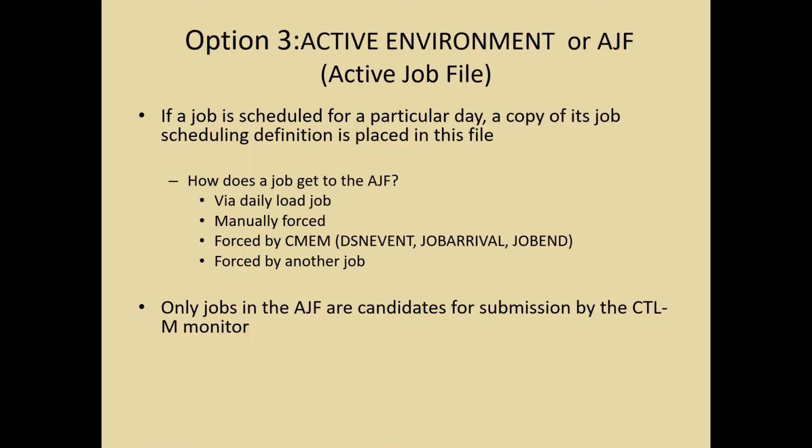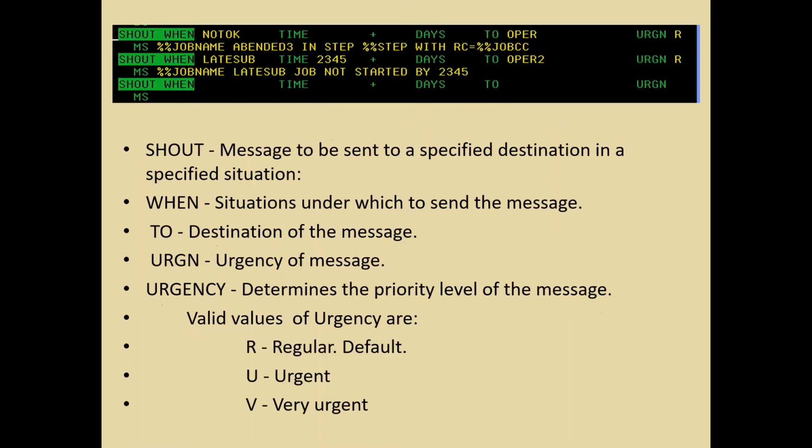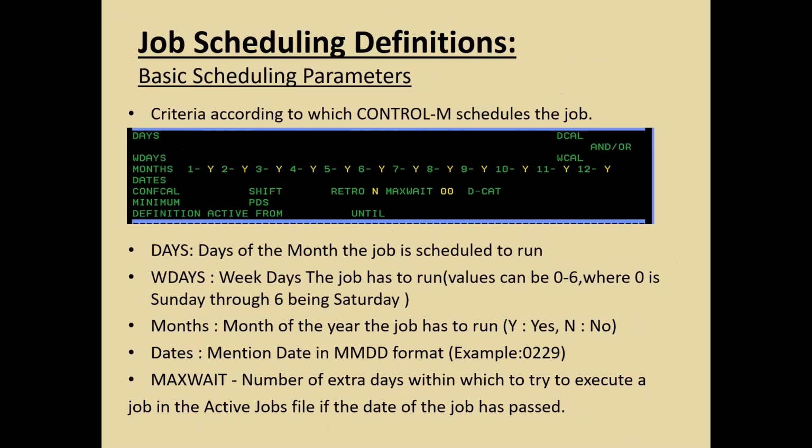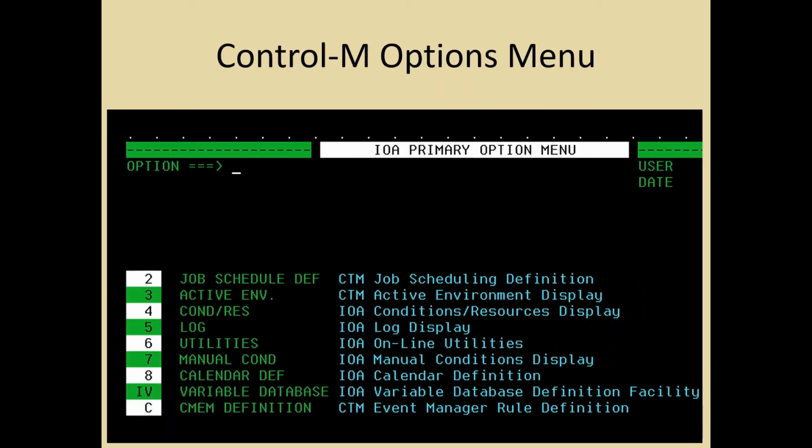Your next option is forced by CMEM. CMEM stands for Control-M event management. In that, there are two to three concepts: one is DSN event, one is job arrival, one is job event. So CMEM is this option in the first screen, option C, CMEM definition, event manager rule definition. This is nothing but a data set, and it is a PS data set, not a PDS.